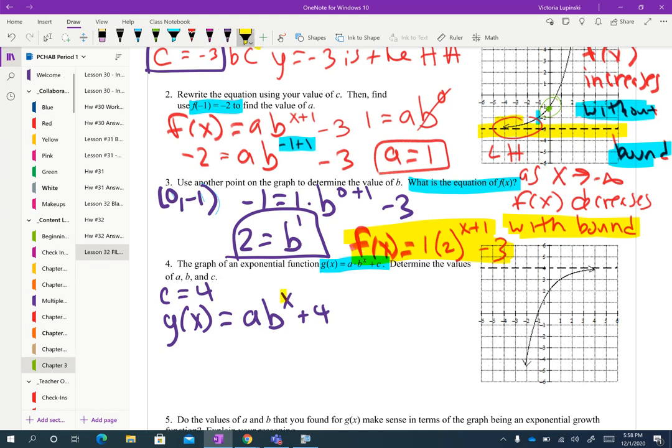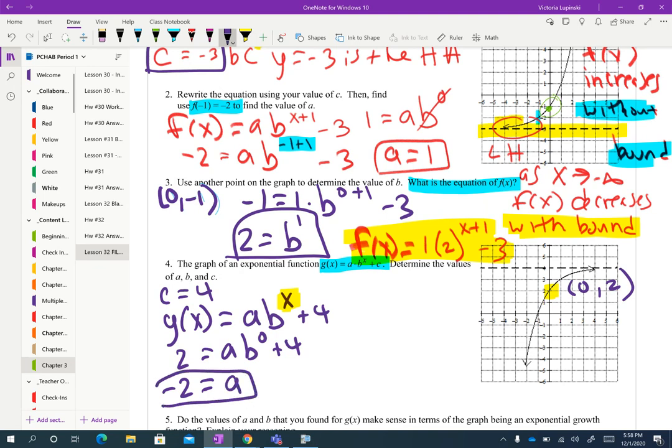And then again, how do I know what point to pick first? Because there is no transformation, there's just an x, that's how I know that I want to choose whatever value would give me b to the 0. So that's how I know that I'm going to choose the y-intercept, 0, 2. So if I do that, I'm going to say that 2 equals a times b to the 0 plus 4. If I subtract the 4, I'm going to get -2 equals a times b to the 0, which will cancel. And now I know what a is. So I have a and I have c. If I plug that in, g of x equals -2 times b to the x plus 4.